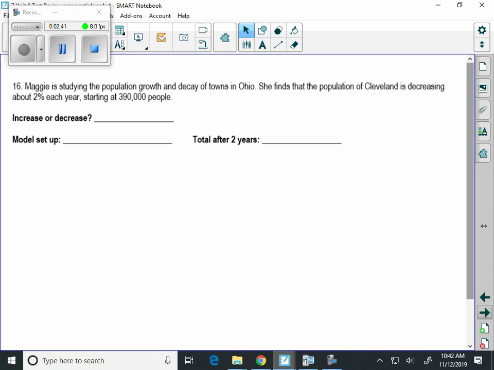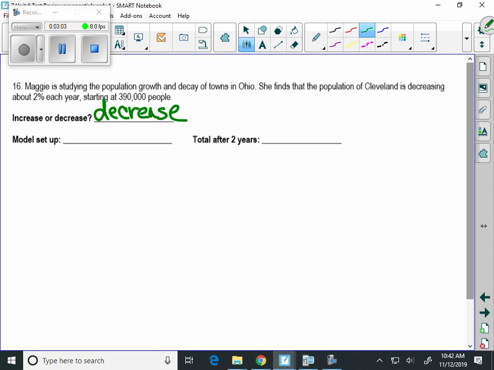Number 16. Maggie is studying the population growth and decay of towns in Ohio. She finds the population of Cleveland is decreasing about 2% each year, starting at 390,000 people. Well, this one completely spells it out for us. We're decreasing. And our formula that we're going to use for decreasing, the formulas will be provided, is going to be A equals A sub 0 times 1 minus P to the T.